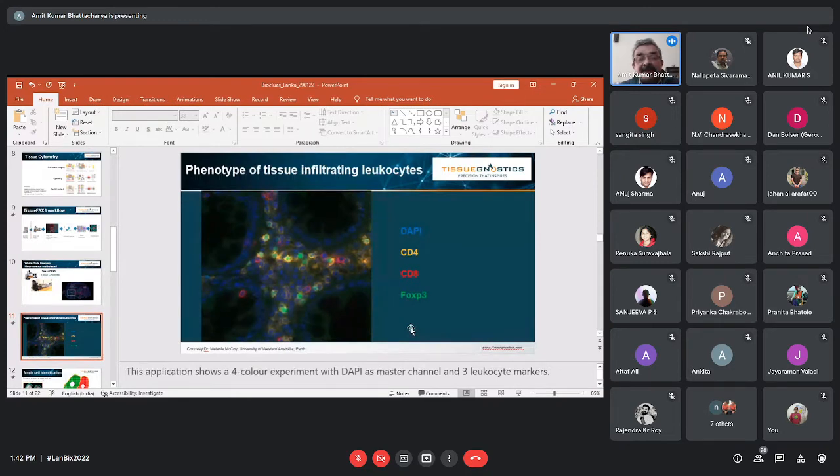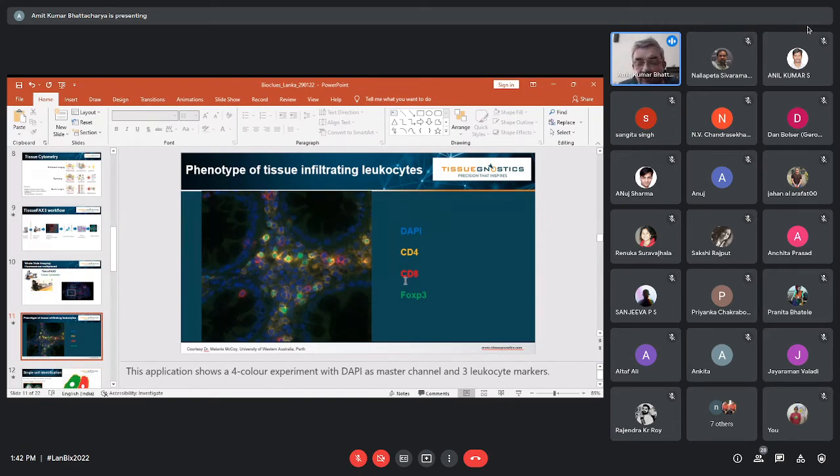Now let's take a few examples. Here we have an example of a tumor tissue being infiltrated with leukocytes. All the cells and their nuclei are stained using a nucleus-specific stain called DAPI. The infiltrating lymphocytes are of different categories: the ones having a CD4 marker, another having a CD8 marker, and another having the FOXP3 marker. FOXP3 is a transcription factor. CD4 and CD8 are cell surface markers.